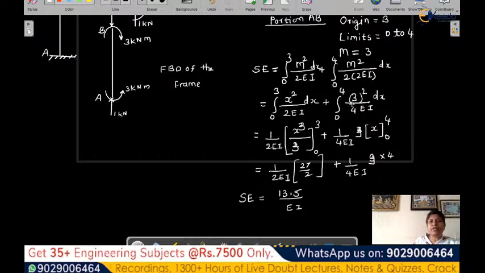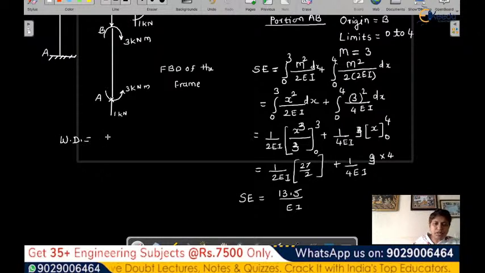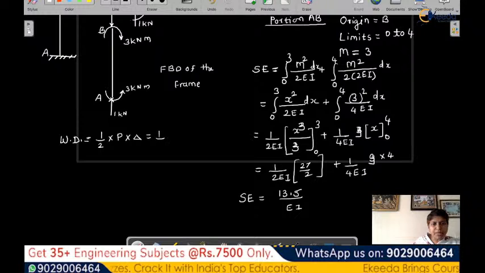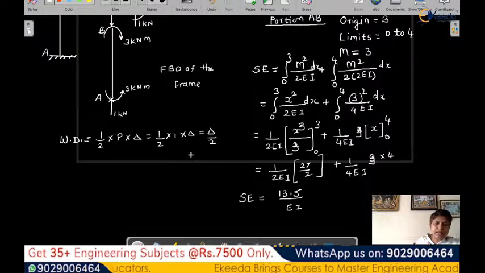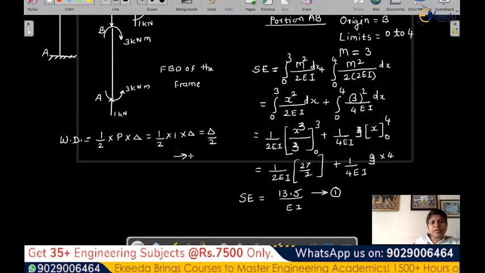Now let's see what the work done is. Work done is equal to half into P into delta. So what is P here? P is 1, so it is 1 into delta, that is delta by 2. So let's equate. This is our equation number 1. This is equation number 2.